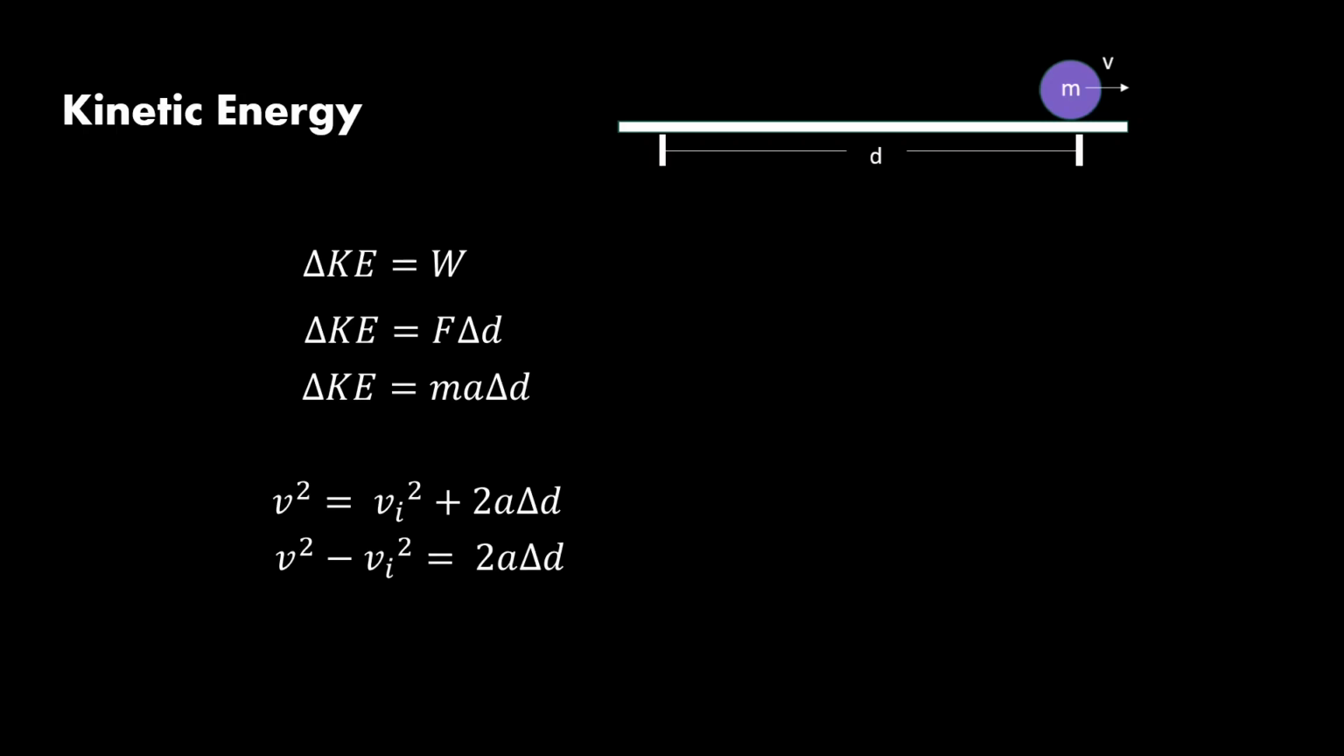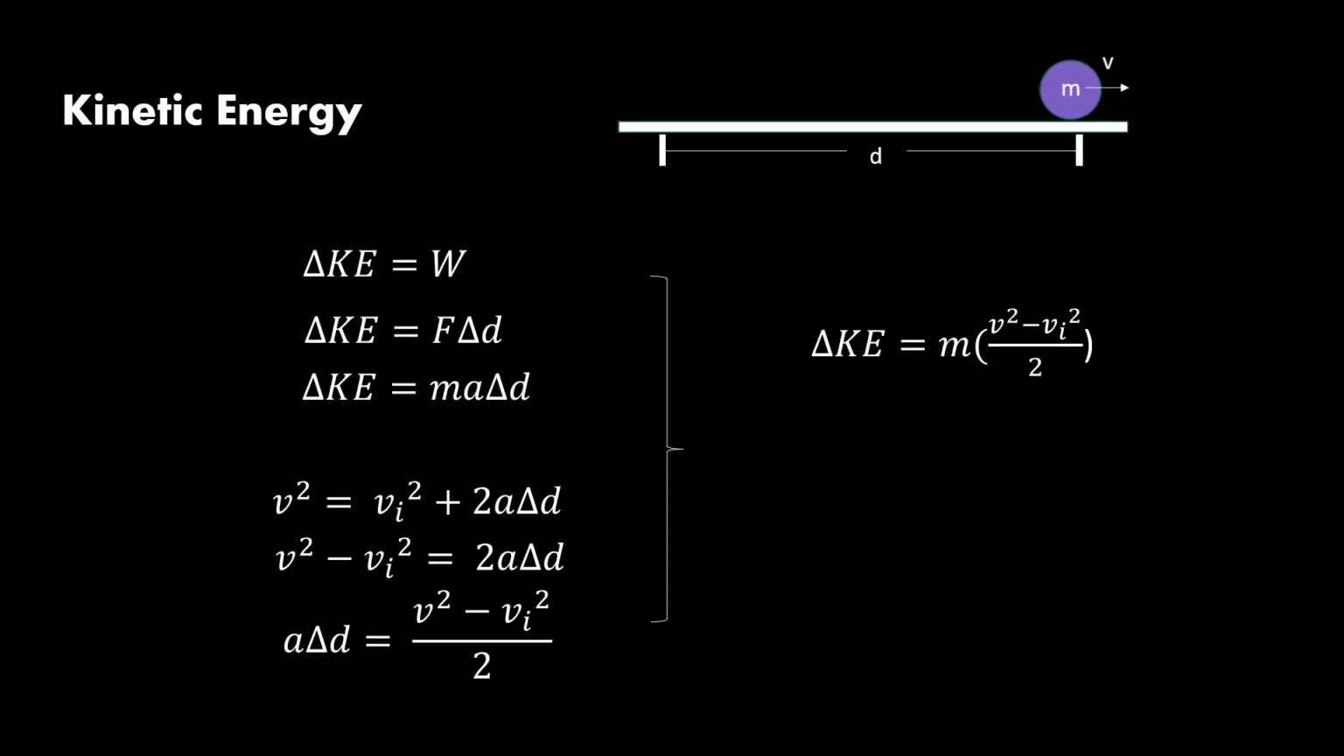To acquire that, first thing we're going to do is subtract the initial velocity squared from both sides, and once this is done, simply divide both sides by 2, giving us a times delta d is equal to v squared minus vi squared all over 2. Now we're going to take that expression and plug it back into that kinetic energy formula, combining the two, and we're going to get delta KE equals m times v squared minus vi squared all over 2. Now we're just going to multiply those two parts, and we're going to get delta KE equals 1/2 mv squared minus 1/2 mvi squared.